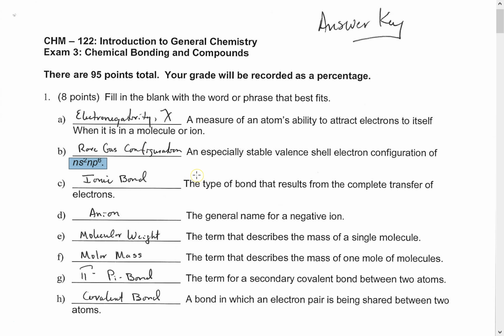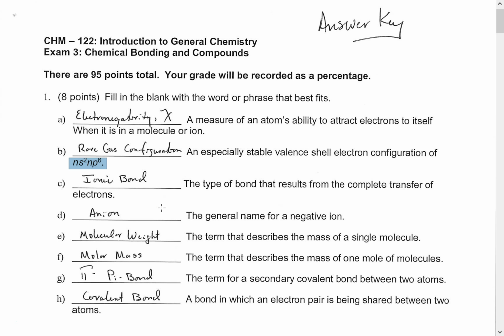For C, I was after ionic bond, which is when electrons are completely transferred. Metals generally create cations, so electrons transfer from metals to nonmetals. Nonmetals create anions, negatively charged. Speaking of, D, the general name for a negative ion, that's called an anion.